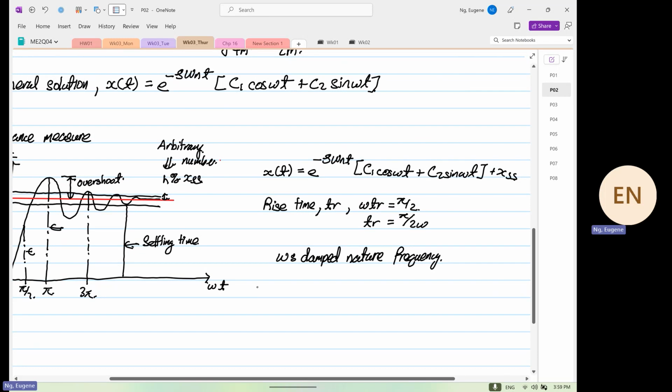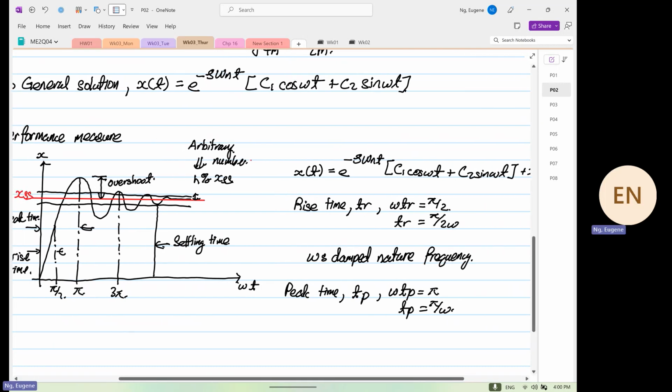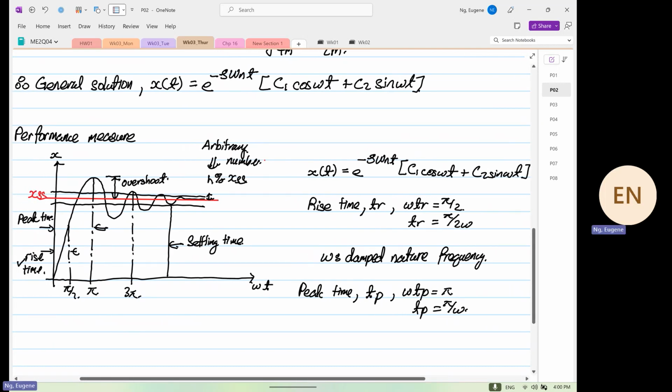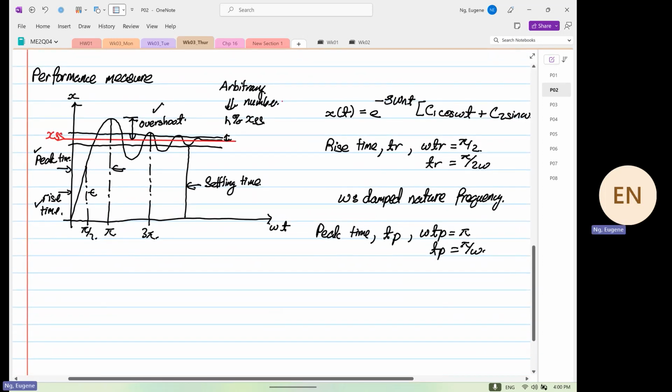Then you have your peak time. And this is your TP. And omega TP is equal to what? Pi. TP is equal to pi over omega. Okay. So we have done our rise time. We have done our peak time. Now is to do our what? Overshoot.